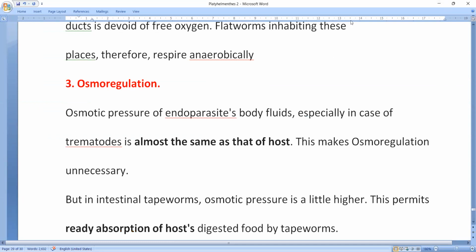These are some of the parasitic adaptations. With that, the platyhelminths are completed.